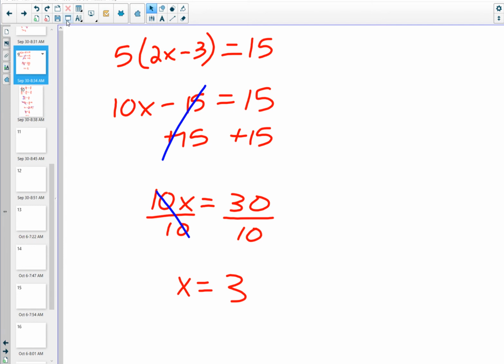Quickly, just to check in on this whole idea of substitution at the end, just so that you see that it still does always work. Now the mystery has been solved, and I know that this unknown number is 3. If I were to plug it back in, what's 2 times 3? 6. 6 minus 3 is? 3. 3 times 5 is? 15. So I do have a true statement.